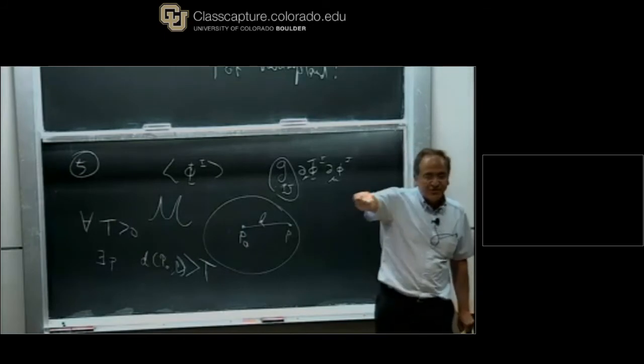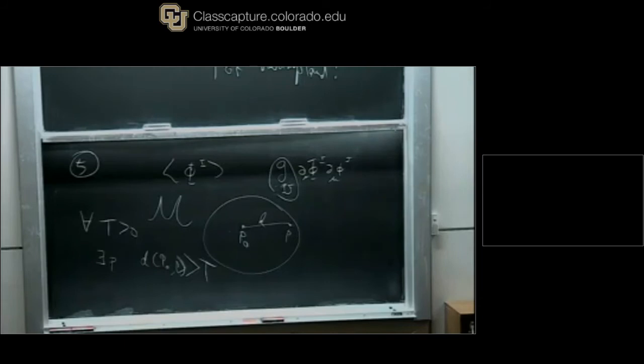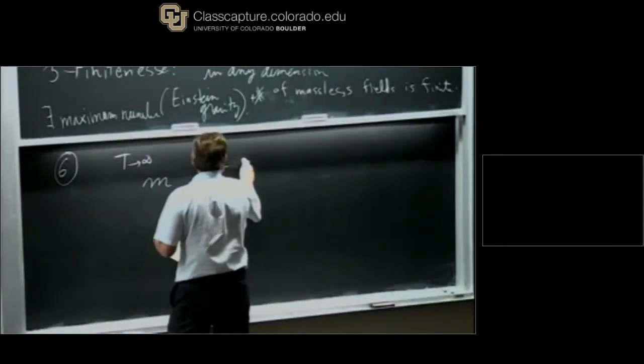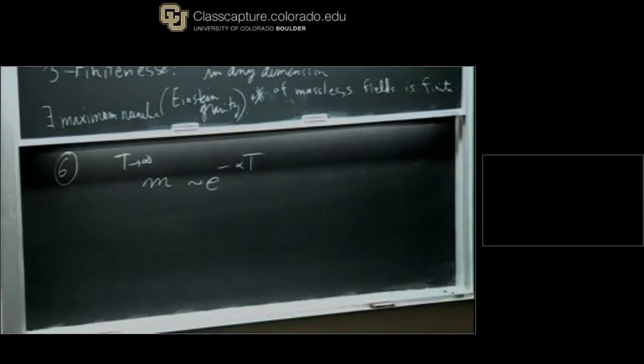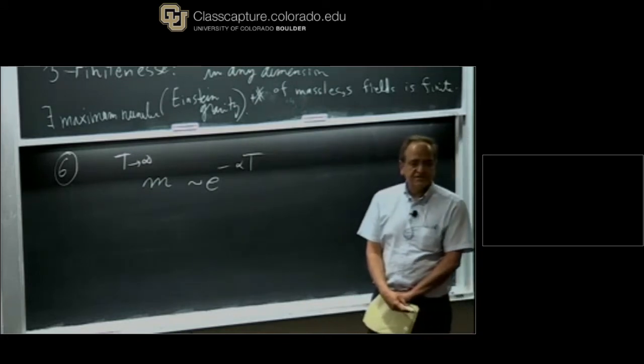So those are the corners where some light degrees of freedom come down. The claim is that as t goes to infinity, there will be some massive states whose mass goes like e to the minus alpha t for some alpha. This is a conjecture, of course.